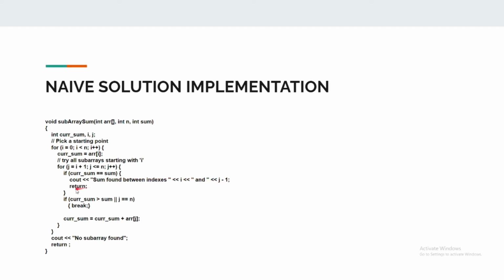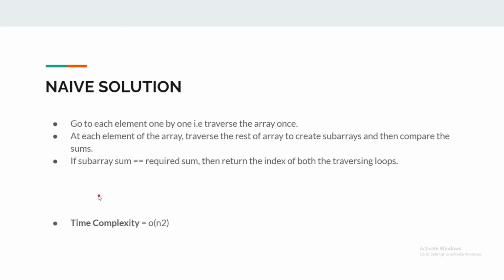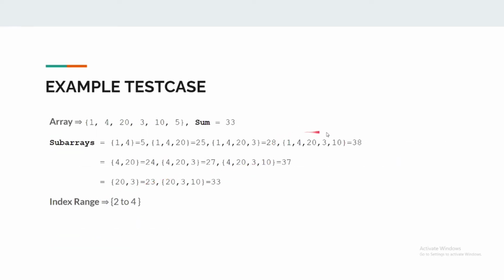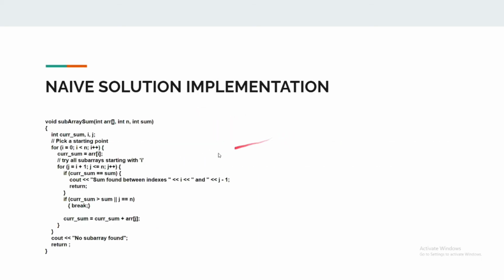After this, if this is not the case, we also check if our current sum is greater than sum or not. This is the case when our sum overshoots the 33 value, or the sum value. In that case, we just need to come out of that inner loop and pick the next starting point. That is why we have put the break statement in this case.